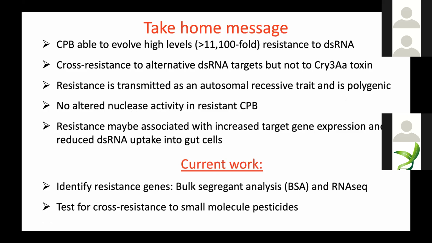Our current work is focused on identifying the resistance genes involved in this resistance. For that, Swati is now going through analysis of bulk segregant analysis and RNA-seq data. The goal is to try to identify resistance alleles that we can go back to natural populations and try to determine their frequency and presence in those different populations. And Swati is also testing for cross-resistance to small molecule pesticides that are used to control CPB, to see if there's any risk of this resistance affecting this control.